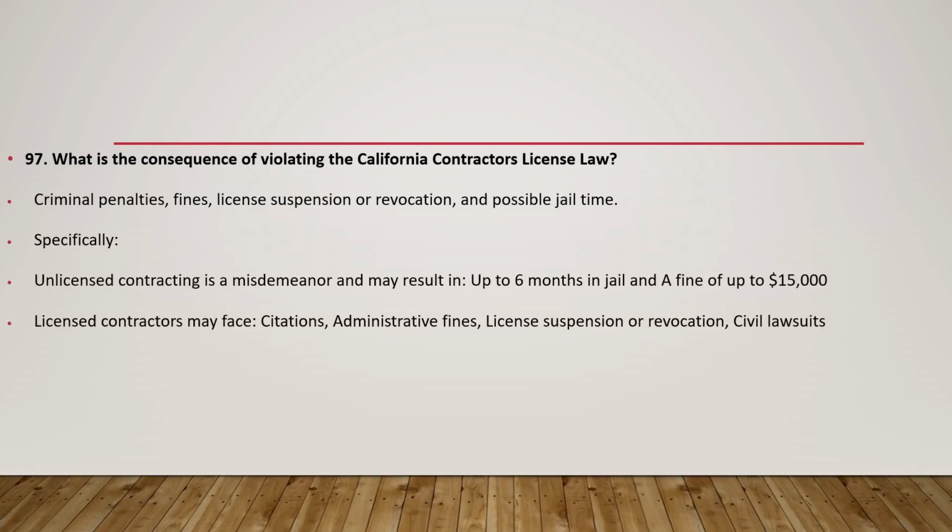97. What is the consequence of violating the California Contractors License Law? Criminal penalties, fines, license suspension or revocation, and possible jail time. Specifically, unlicensed contracting is a misdemeanor and may result in up to 6 months in jail and a fine of up to $15,000. Licensed contractors may face citations, administrative fines, license suspension or revocation, civil lawsuits.